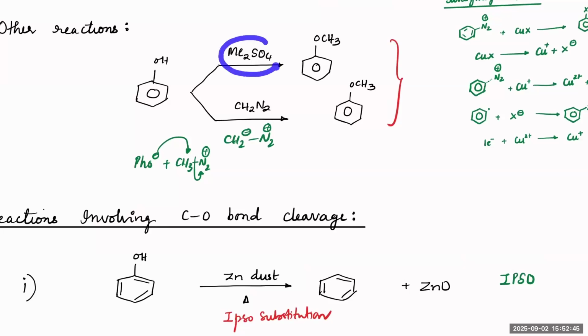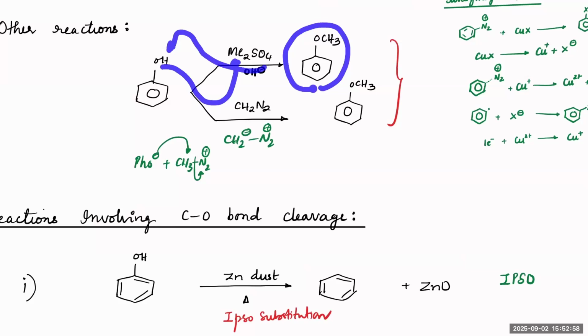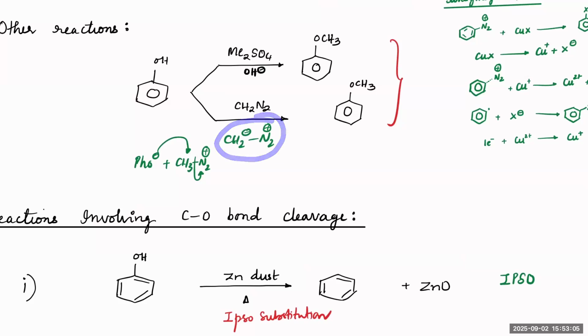Phenols can directly react with Me2SO4 in the presence of a basic medium here. So OH minus will eat away H plus. O minus can attack on methyl. You'll get anisoles. Methoxybenzene is called anisole. The same logic happens with diazomethane.